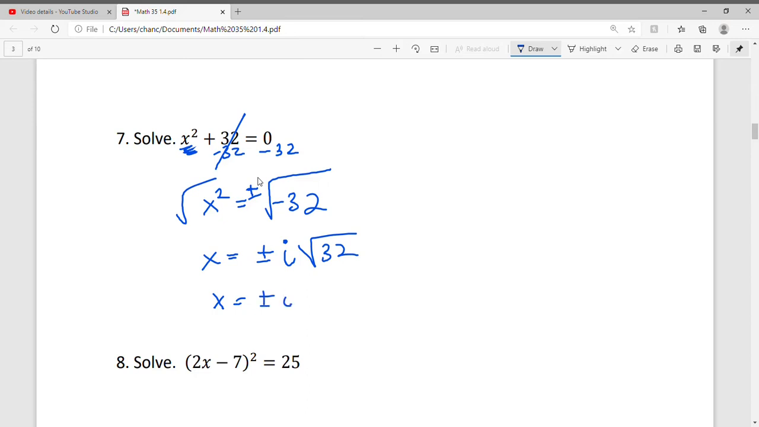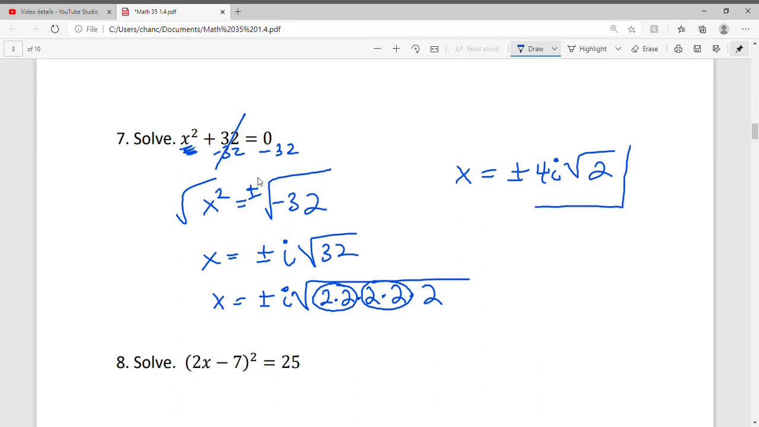But we can break down 32 as 2 times 2 times 2 times 2 times 2. There should be 5 2's. Let's double check. 2 times 2 is 4, times 2 again is 8, times 2 again is 16, times 2 again, that's 32. So I know we did it right. We'll look for pairs of 2's. 2 times 2 here gives me 4. So x equals plus or minus 4i root 2. And that completes example 7.